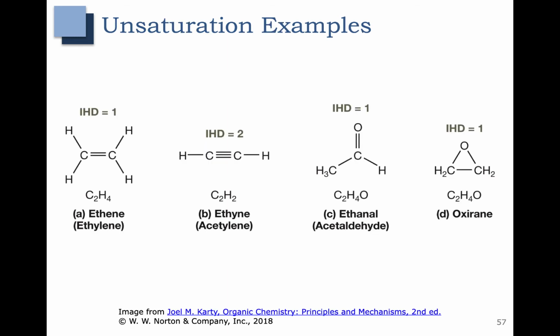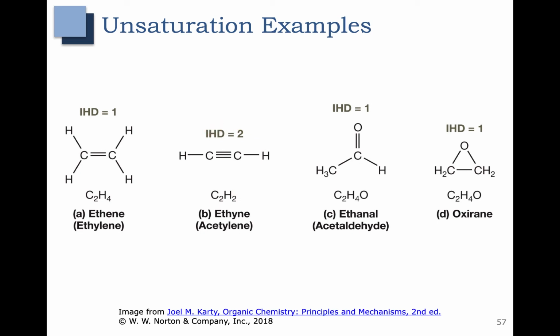In these examples here, you can see 1 IHD caused by a double bond. Ethyne has 2 pi bonds, so that is going to end up with 2 IHDs, or 2 degrees of unsaturation. As always, we're comparing to the saturated molecule. Ethane has 6 hydrogens, so loss of 4 hydrogens results in 2 degrees of unsaturation.